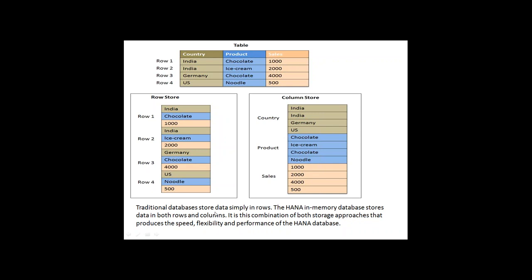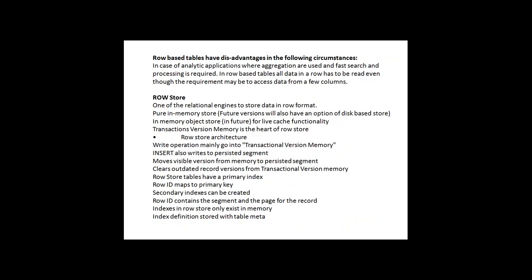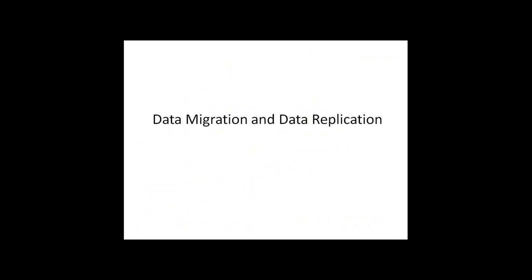So the traditional database stores the data simply in rows. The HANA in-memory data stores both row-based and column-based. Please remember this point. This is very important. It is this combination of both storage approaches that produces the speed, flexibility, and performance of the HANA database. Then here I have mentioned some of the advantages and disadvantages. You can go through that later. So now we understand what is the advantage of database architecture.